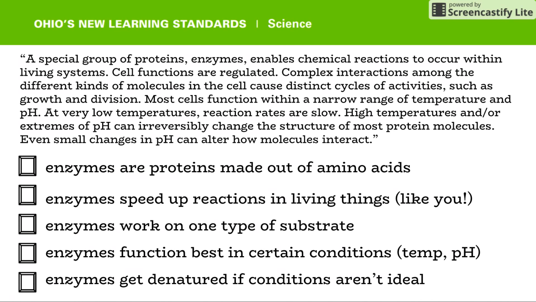So here is the information that was at the beginning of the presentation, and we're going to break it down into simpler steps here. So enzymes are proteins made out of amino acids. Make sure you know that. Enzymes speed up reactions in living things, like you. Enzymes get stuff done. They do everything. Enzymes work on one type of substrate, so it's like the lock and key analogy. Enzymes function best in certain conditions. They like it to be a certain temperature or a certain pH level.